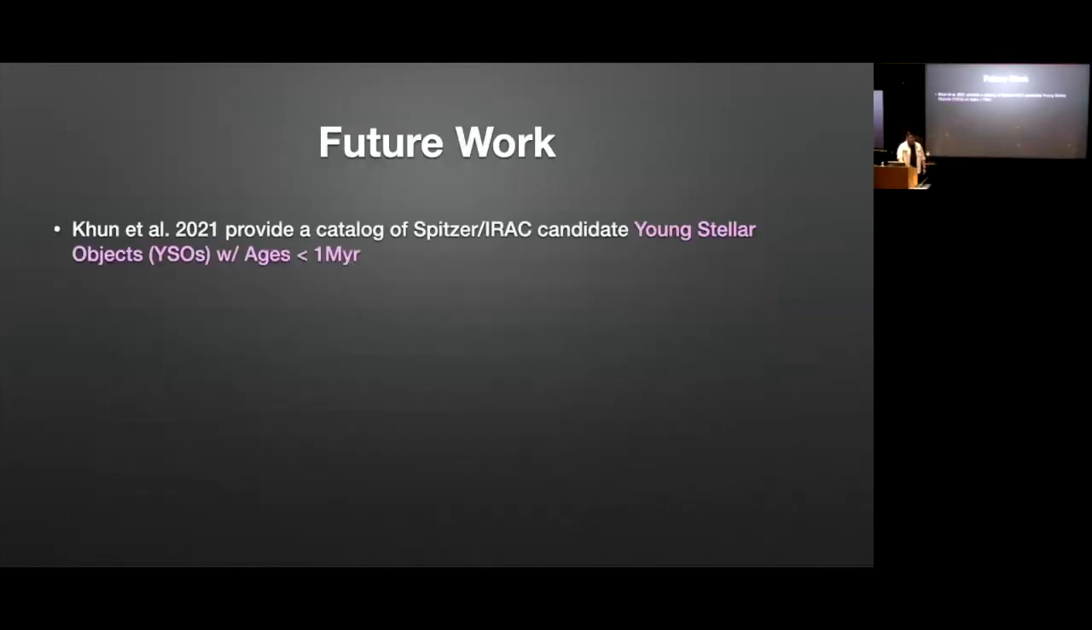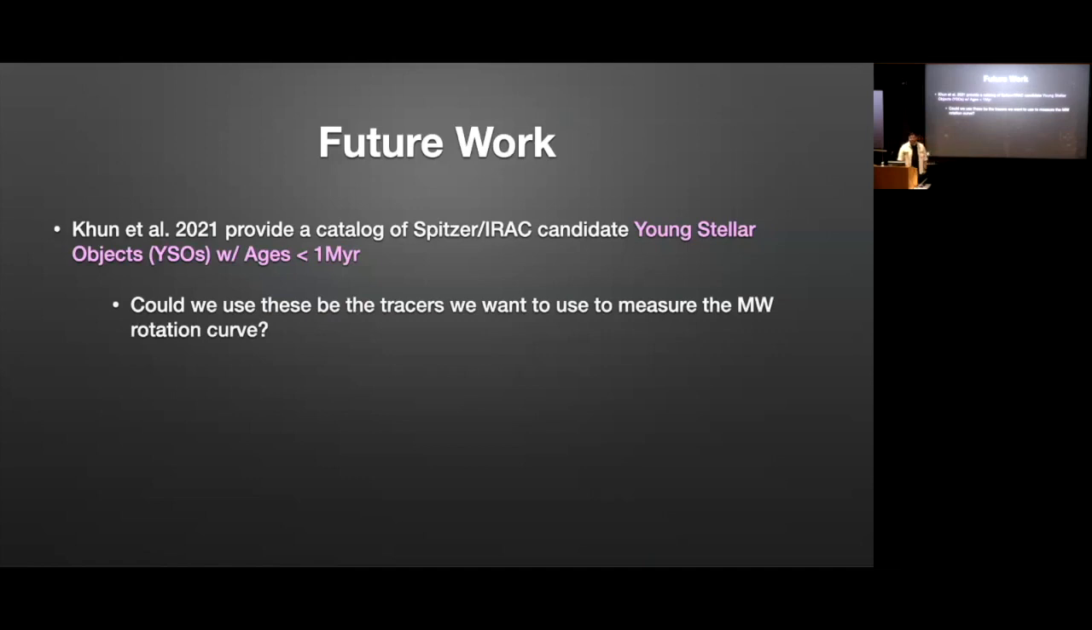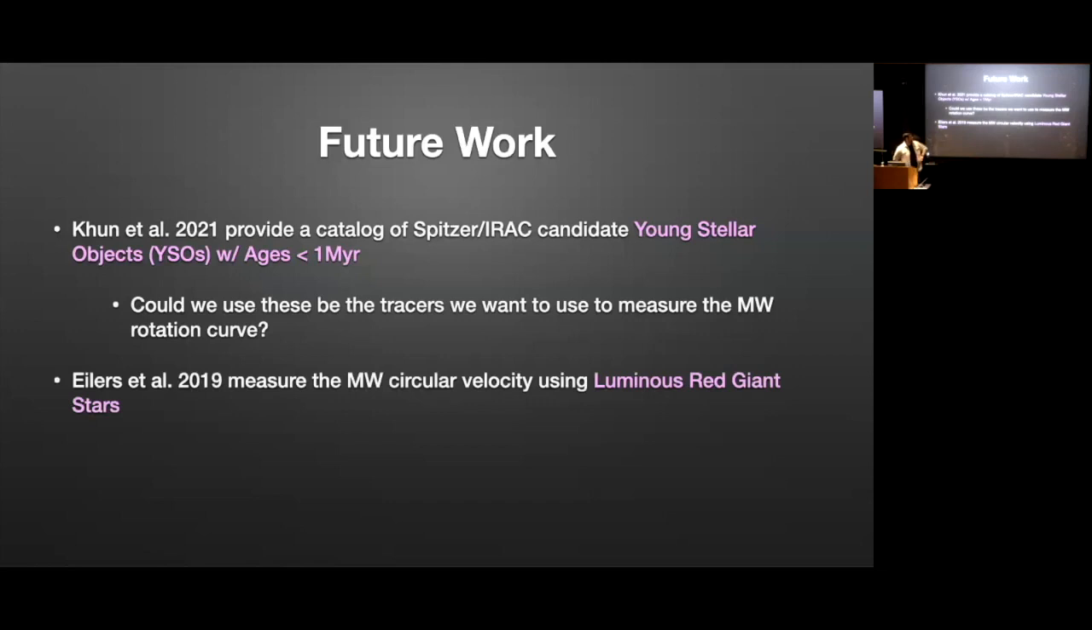Finally, I'll talk a little bit about the future work. Some of the motivation behind this project comes from Kuhn et al. 2021, where they develop a Spitzer IRAC candidate young stellar objects catalog. These are stars, a lot of which are younger than 1 mega year. And so could we use these stars to measure the rotation curve for the Milky Way? Another thing is that Eilers 2019 actually measured the Milky Way rotation curve with some luminous red giant stars.